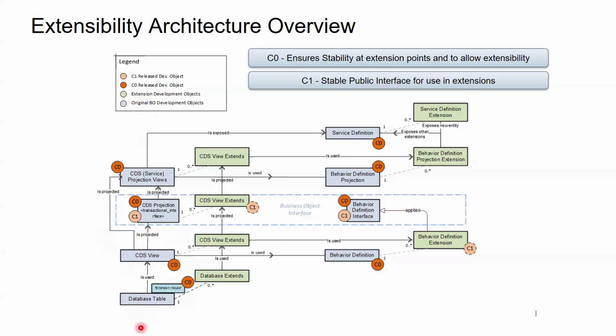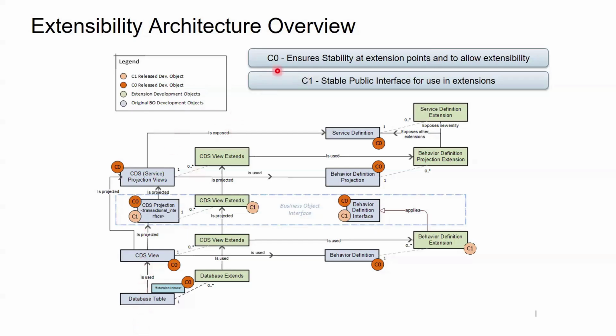So that means that when SAP does the upgrade, they make sure that whatever customer extensions you have built on top of that are not affected. And also, whenever the objects are released in these C1 contracts, only those BOs can be extended. Otherwise, you cannot extend the BO. So they're making sure that the life cycle stability is ensured.